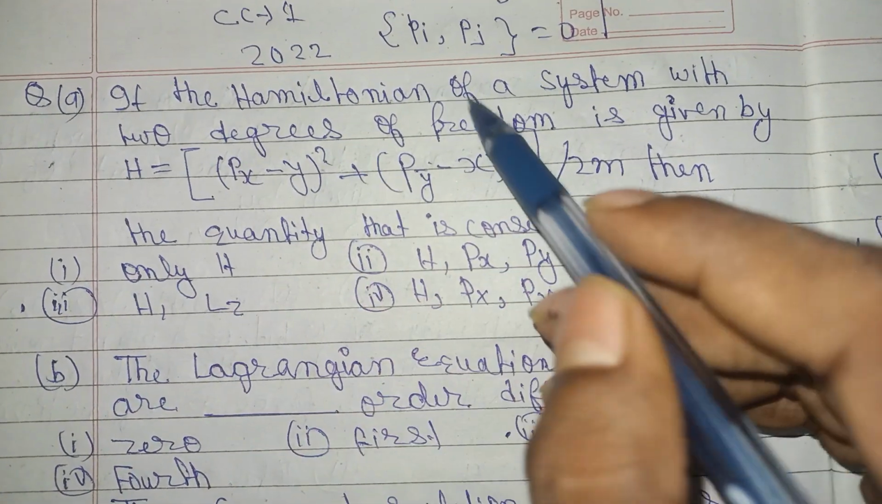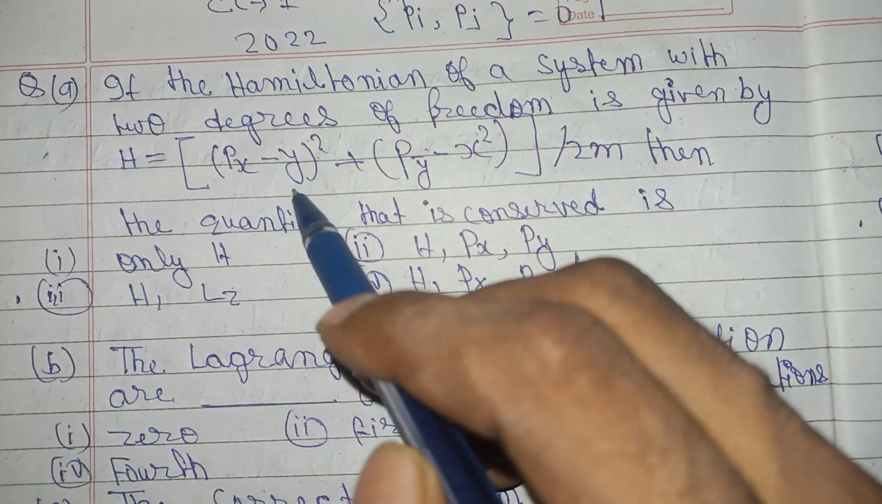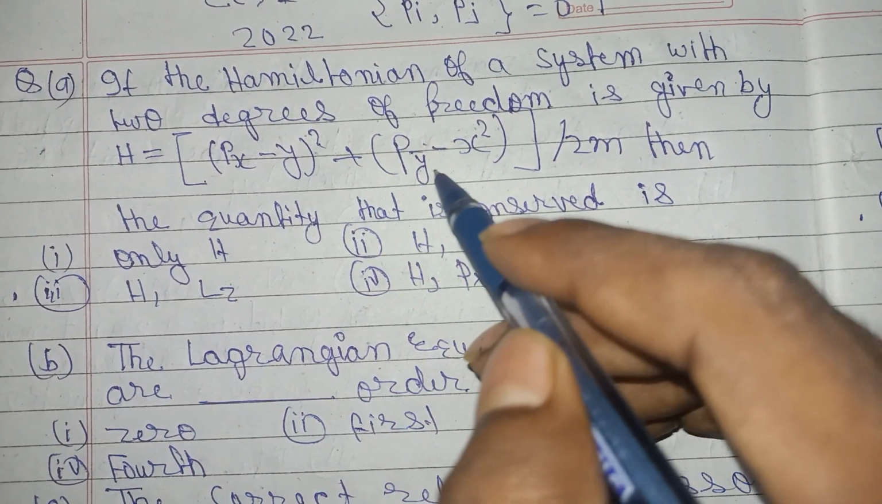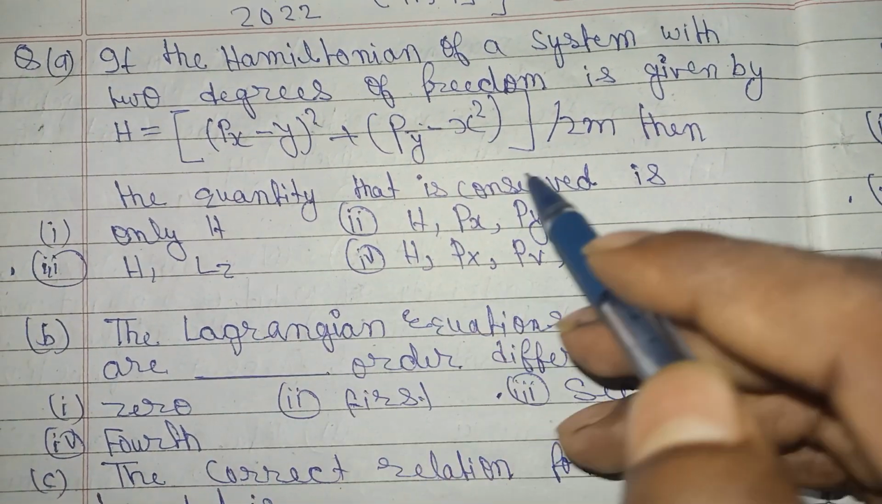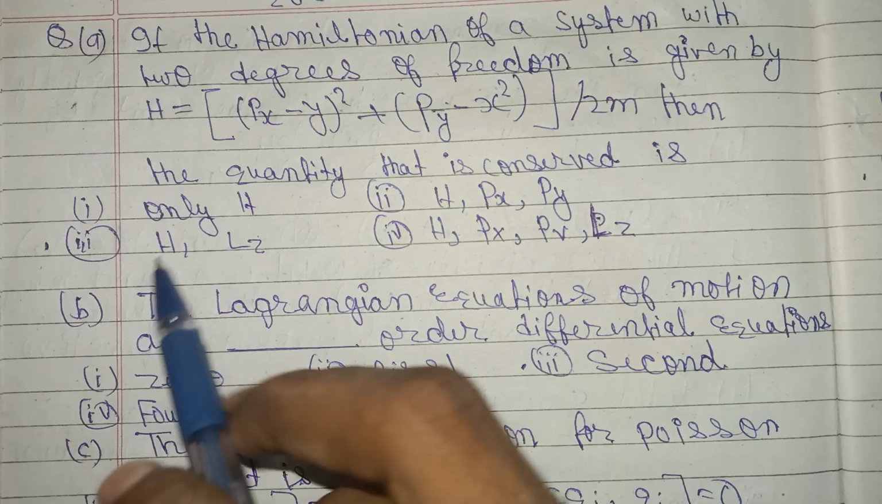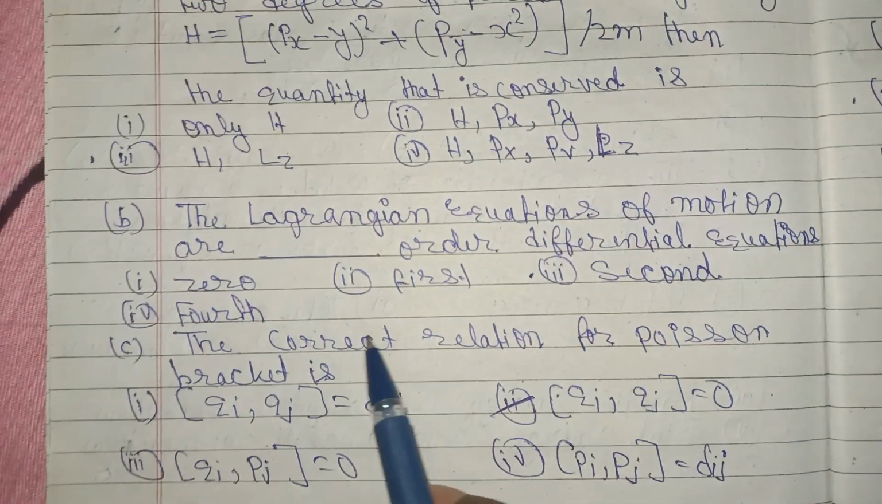Q1: if the Hamiltonian of a system with 2 degrees of freedom is given by H = [(px minus y square) plus (py minus x square)] / 2m, then the quantity which is conserved is H, Lz. That is correct.